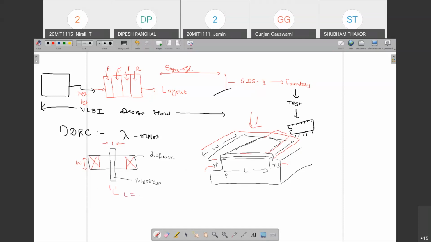Channel length you always have to keep as 2 lambda. In generic terms, L is 2 lambda, where lambda is L by 2. So if you are working in the 180 nm technology node, the minimum channel length you can take is 180 nanometer. That is my L. So lambda is normally L by 2.